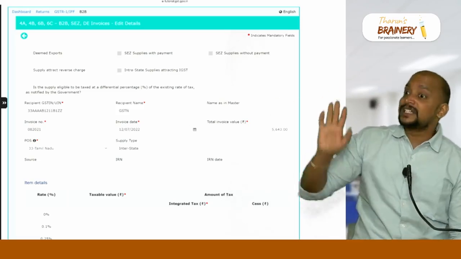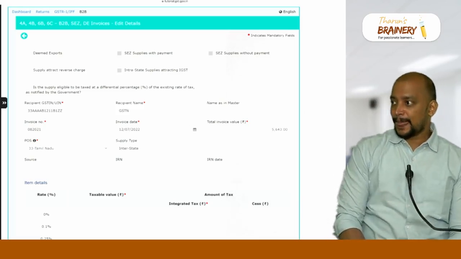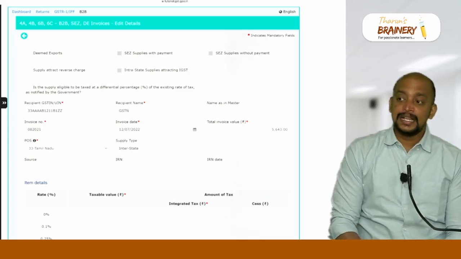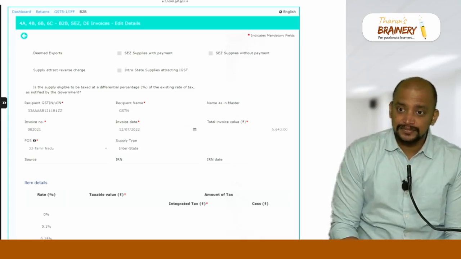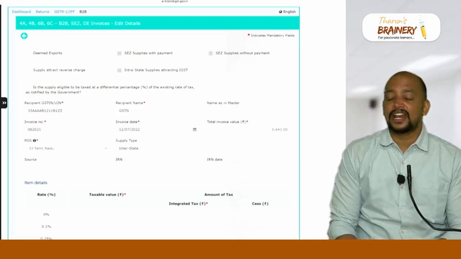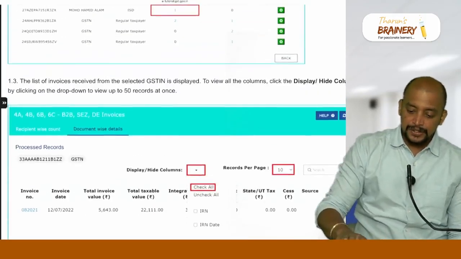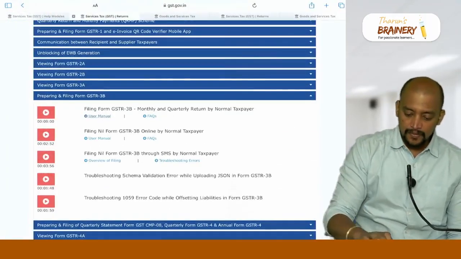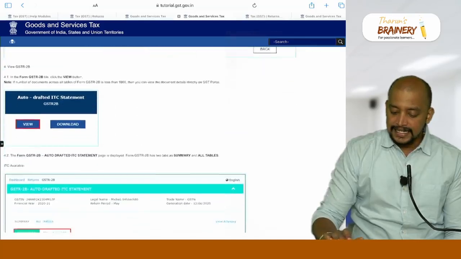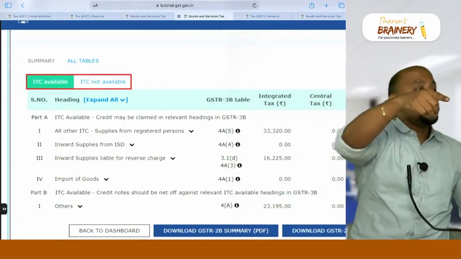Now, can you take this as ITC? That is the next question. Where are you registered? Tamil Nadu. This CGST, SGST is paid in which state? Telangana. So the law says CGST, SGST paid in another state cannot be taken as credit. In your 2B, you know where it will come? There is something called ITC not available. ITC available versus ITC not available, the two columns are there. So this will come under ITC not available.